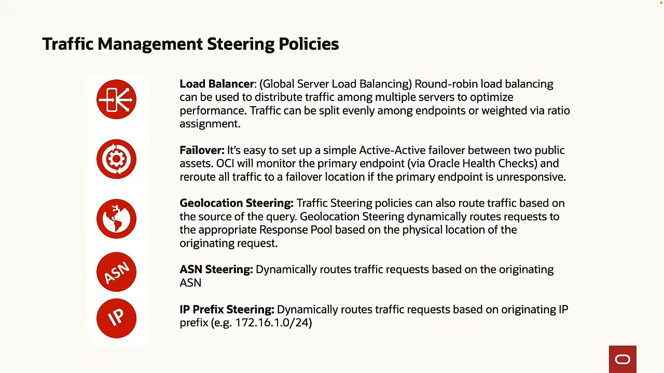We have geolocation steering. This is pretty straightforward. It's going to distribute that traffic to different endpoints based on the location of the end user. And these geographic regions can be defined as continents, countries, or states or provinces if in North America. ASN steering, I'm sorry, steers traffic based on autonomous system numbers. And IP prefix steering steers traffic based on IP prefix of the originating query.